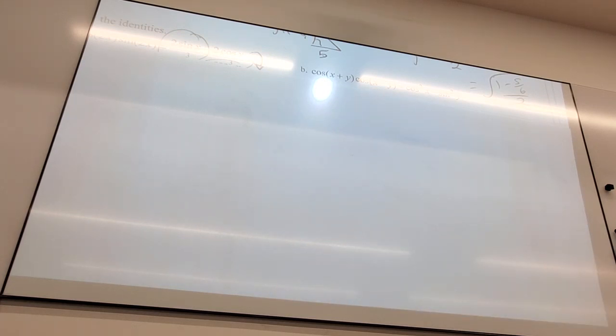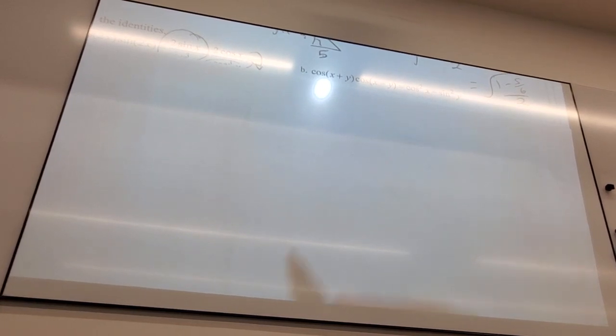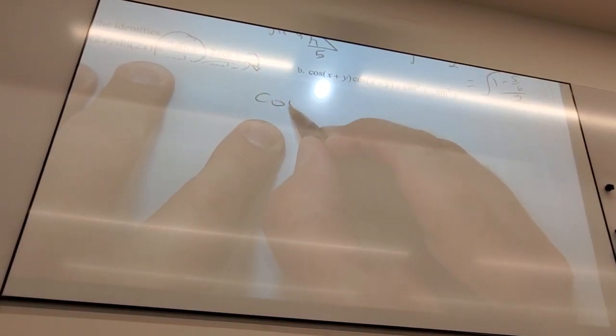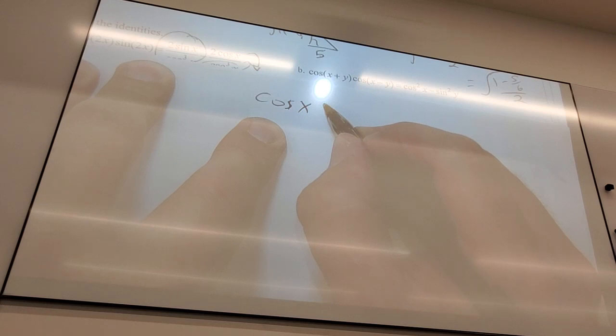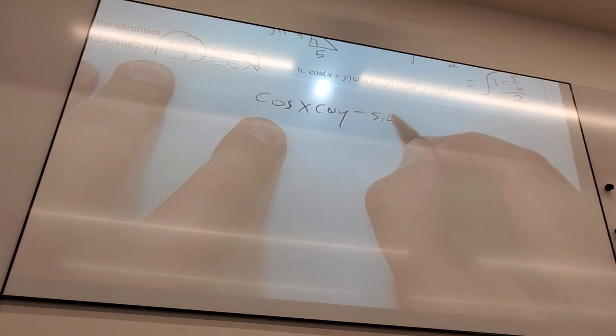There's no distribution there, because it's not cosine times x plus y, for example. It's cosine of x plus y. But what is that? It's an identity, the sum identity for cosine. What's cosine of x plus y? It's cosine x cosine y minus sine x sine y. Okay.